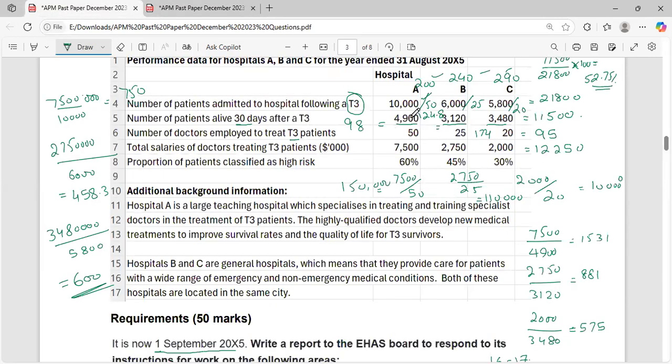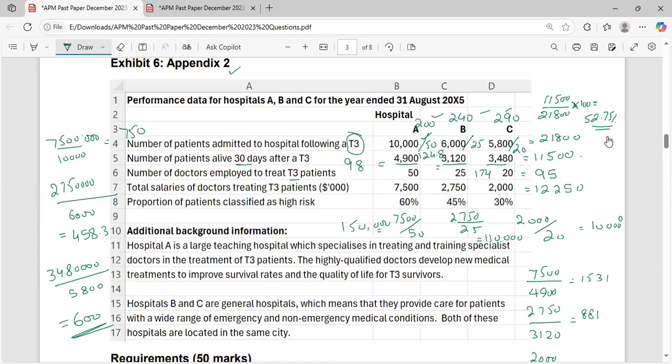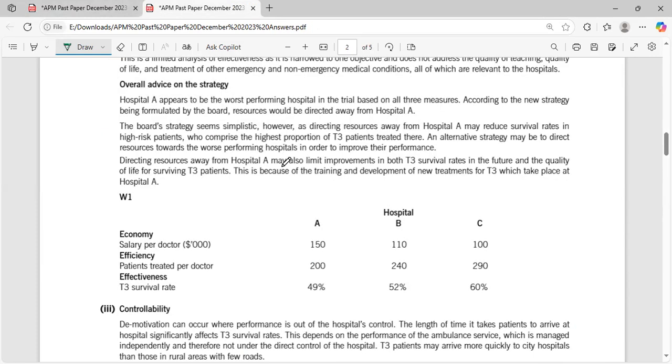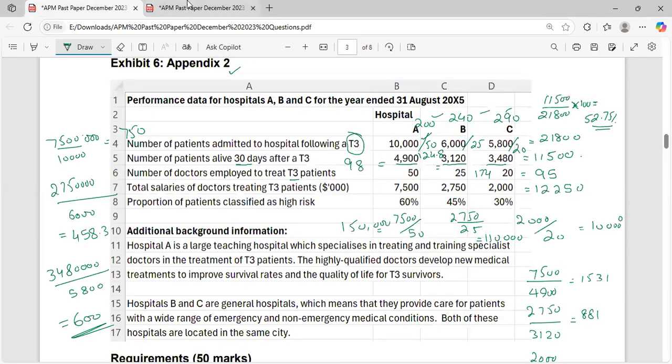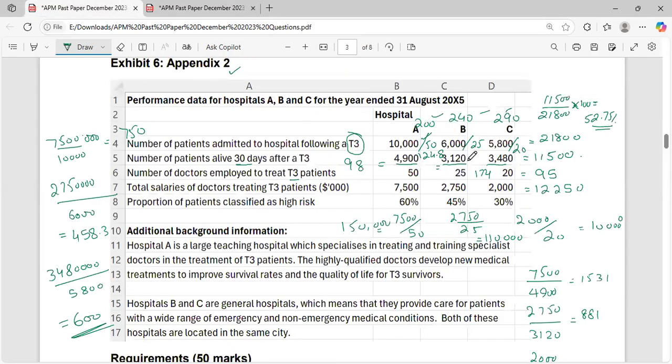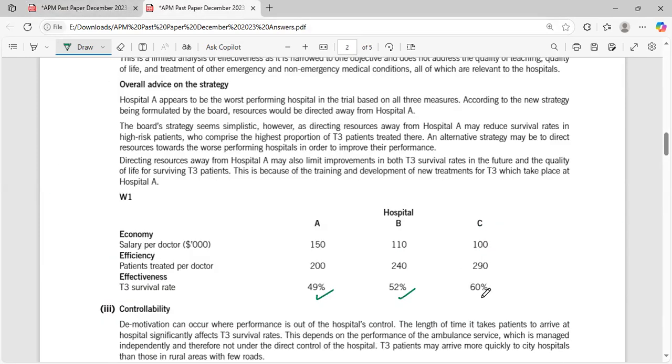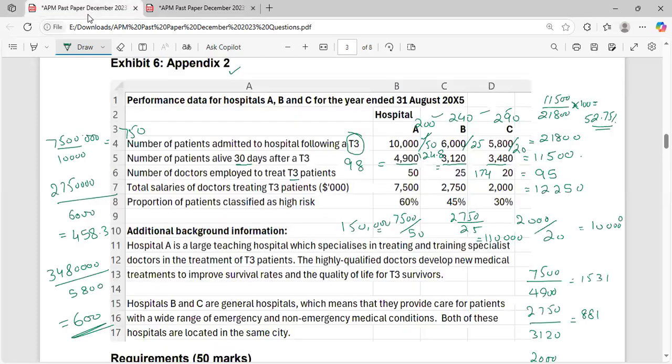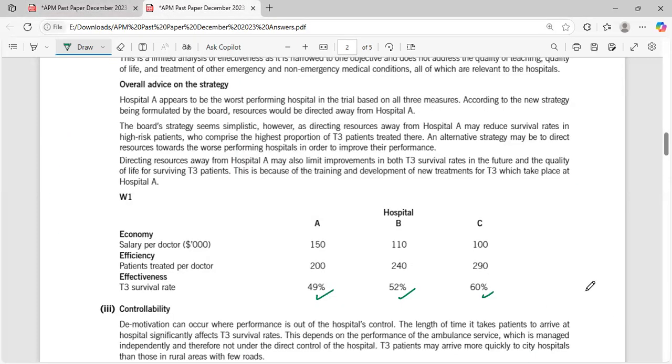Survival rates, you can calculate survival rates. We calculated survival rates as a whole, 52.75. Individually, 4,900 by 10,000 is 49%. Similarly, the next one, 3,120 divided by 6,000 is 52%. And the third one is 3,480 divided by 5,800, which is 60%.